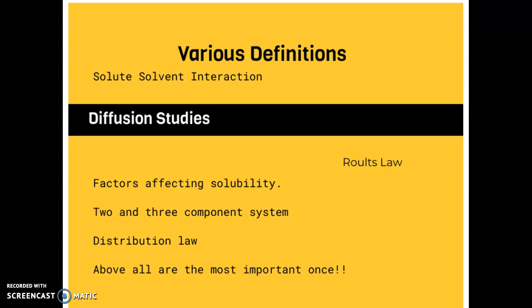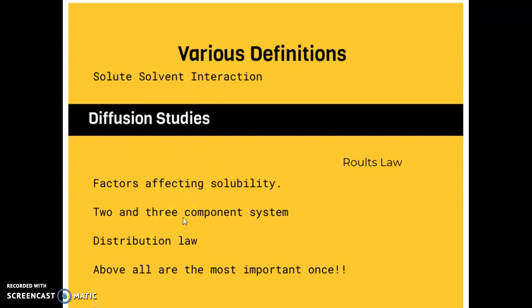Then we had covered the 2 and 3 component systems. So what are 2 and 3 component systems? Involving the phenol water system, and the 3 component involving different examples, such as one example that I will tell you is acetic acid, chloroform and water. So such n number of examples you can utilize.